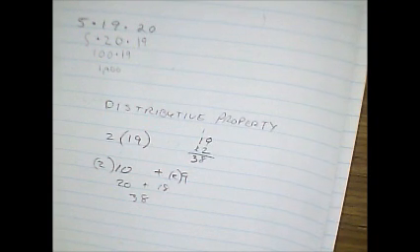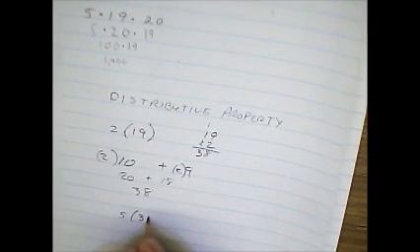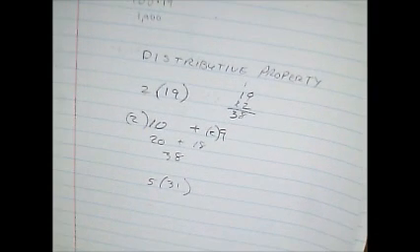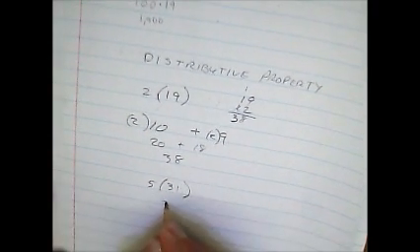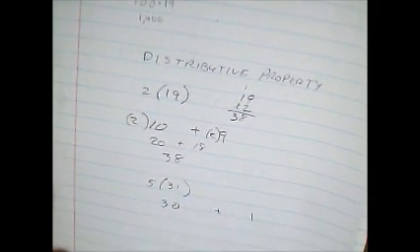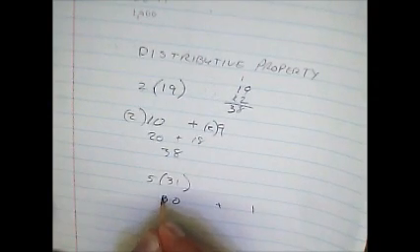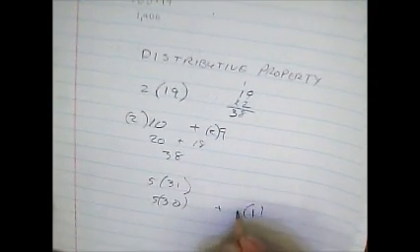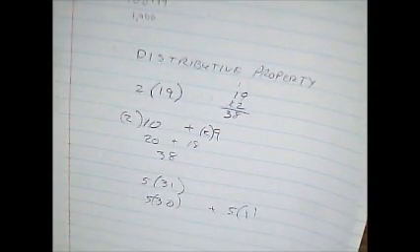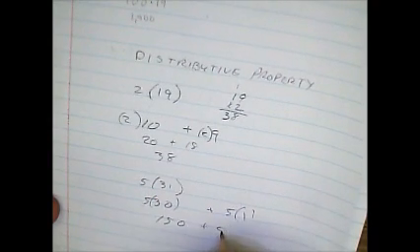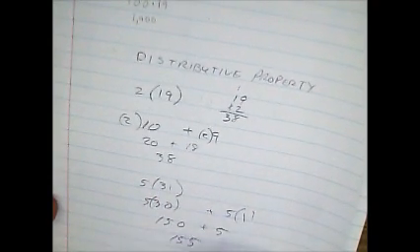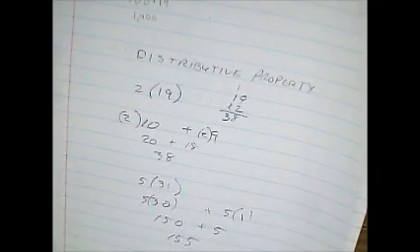Okay? How about this one? 5 times 31. What two numbers get me 31? 30 and 1. And now let's distribute the times 5. So I multiply by 5 here, multiply by 5 here. 5 times 30 is 150. 5 times 1 is 5, so what's 150 plus 5? 155.